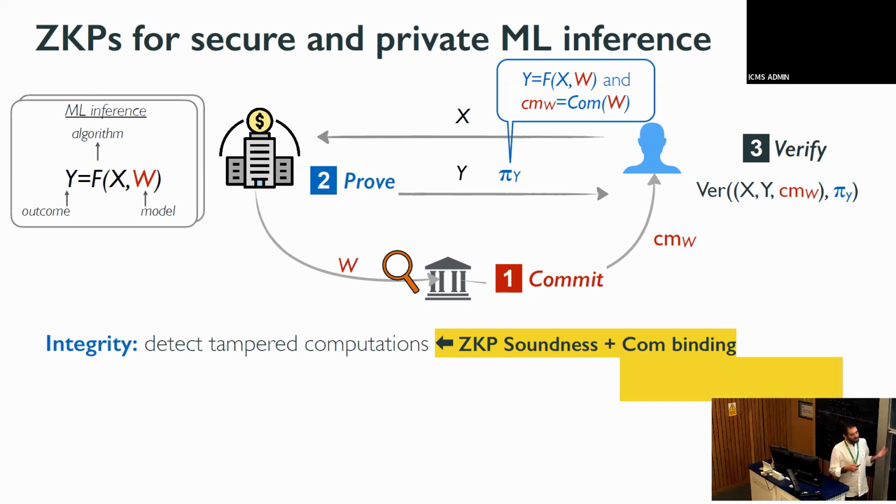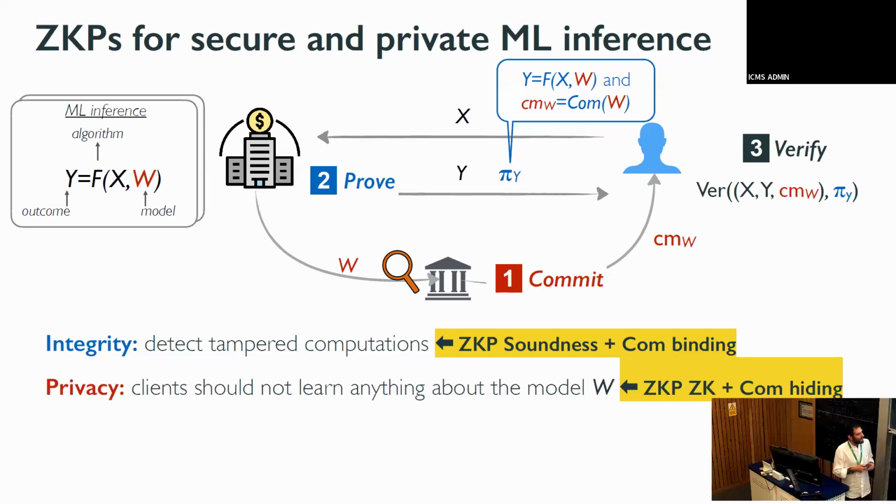Okay, why does this give us what we want? Essentially, integrity is implied by the fact that this knowledge proof is sound and the commitment is binding. I'm not going to show the proof, but it's very intuitive. Privacy comes from the fact that the commitment is hiding, right? So the client here is receiving a commitment to the model, but this reveals no information about the model. And the fact that the zero knowledge proof is zero knowledge means it is not revealing any information about the witness, which is the model.